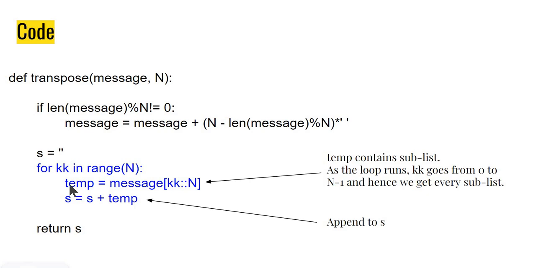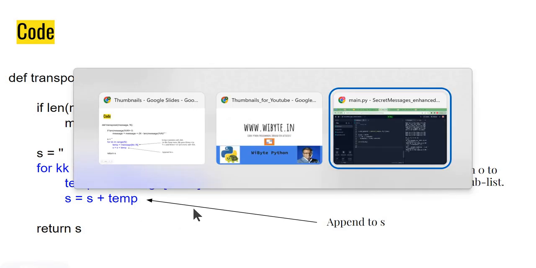So I call it temp and I run my kk in range n. So I go from 0, 1, 2, 3, 4, all the way to n minus 1. I create the substring, which is message[kk::n]. And then I just add it to my original string and then finally return s. Now clearly, this is implementing the scheme that we were discussing. Let's see this in action by actually writing this code.